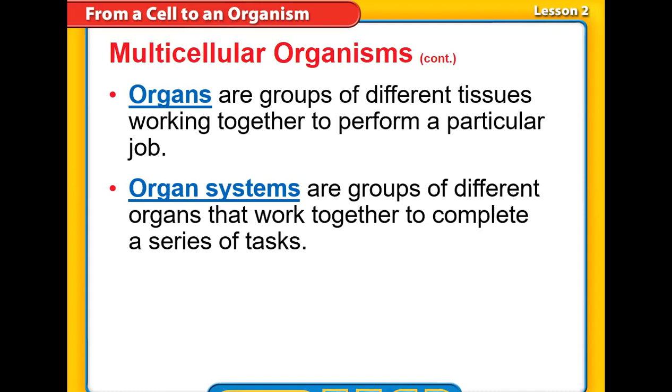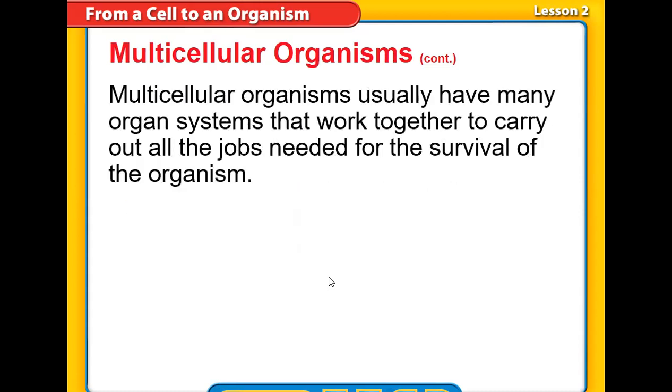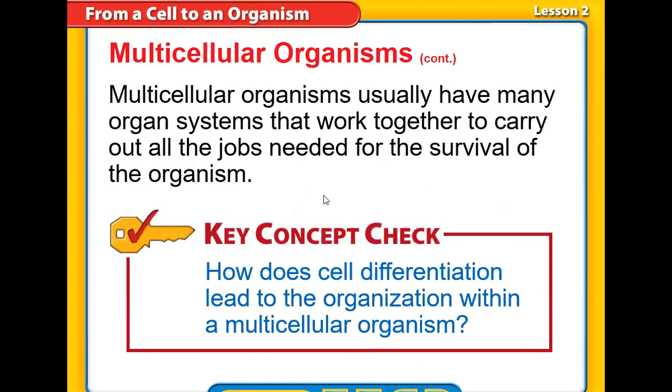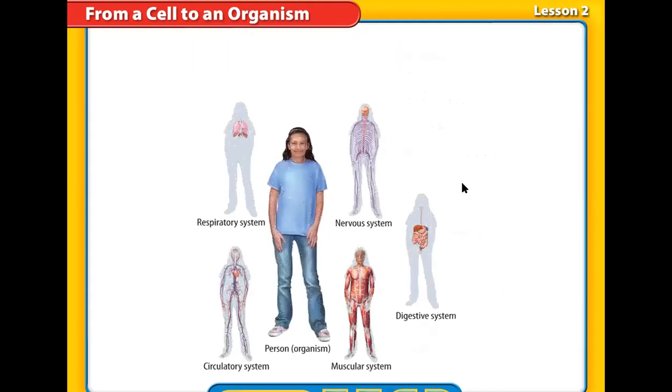They work together to make a complete body or organism that can perform all the biological processes needed to continue its life. So here we said that multicellular organisms usually have many organ systems that work together to carry out all the jobs needed for the organism to survive. So you have the digestive system, respiratory system, circulatory system, nervous system, reproductive system, urinary system, and locomotory system. You have a lot of systems that work together to ensure that you are able to do the different biological functions which are necessary for your life.